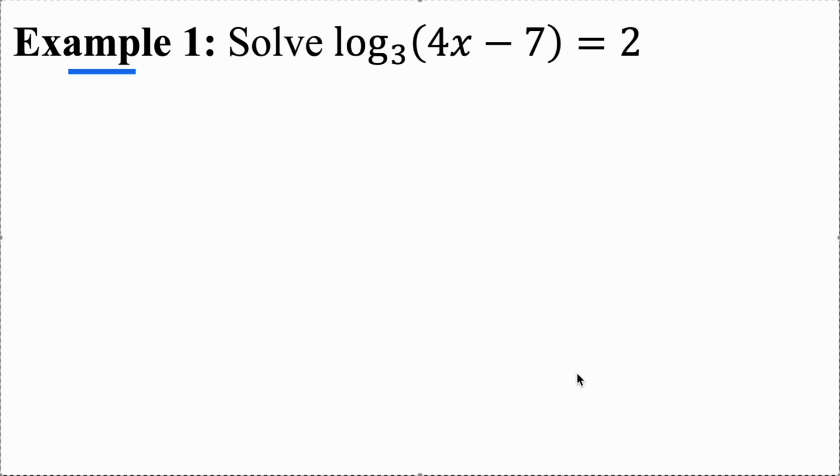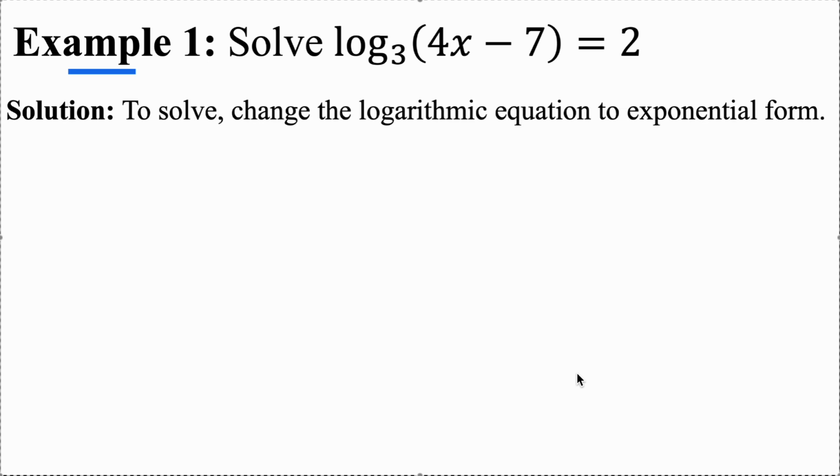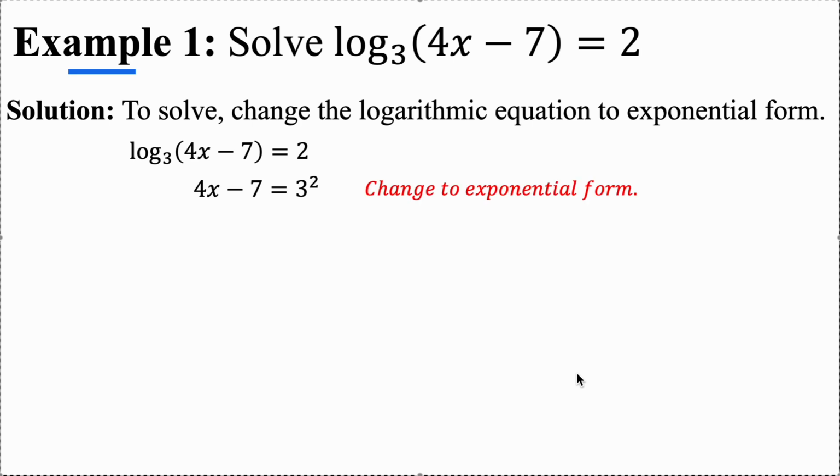So in order to solve this equation, we're going to convert it into exponential form. Let's bring down the equation. Let's convert this to exponential form by taking the base of the logarithm raised to this power, which must be equal to 4x minus 7. And then from here, we just simplify the exponential portion. 3 squared is 9. Now from here, we can add 7. You get 4x equals 16. Divide both sides by 4. I get x equals 4.